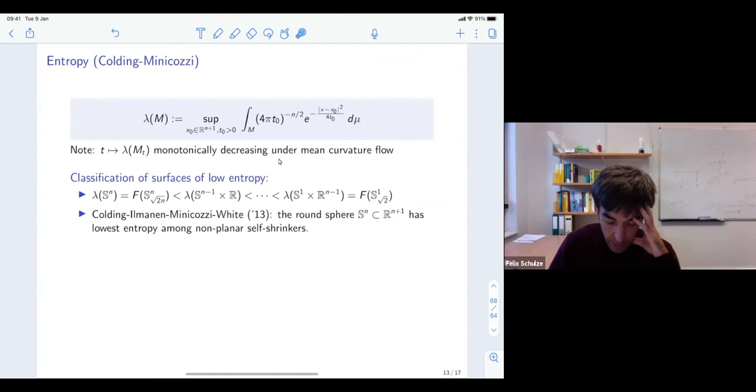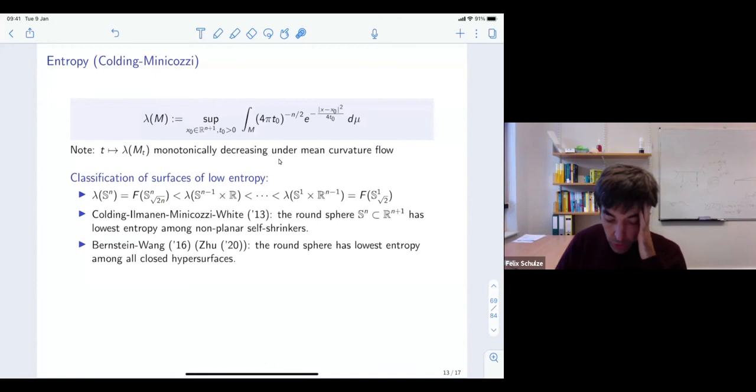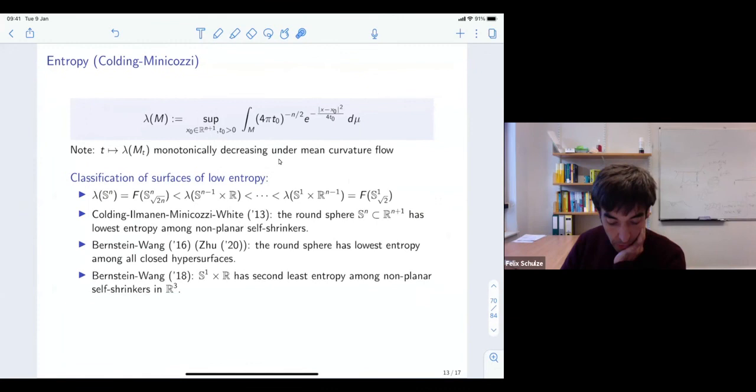There's later work by Bernstein and Wang. He generalized it to higher dimensions, that actually the round sphere has lowest entropy among all closed hypersurfaces, which is also very reasonable to expect. And if you're in R^3, there's very interesting work of Jacob Bernstein and Lu Wang, where they ask, okay, is there any other shrinker between these two, here in R^3, this would be S^2, and this would be S^1 cross R? Is there any other shrinker between these two? And they show there's no other shrinker. There's nothing, there's a gap.